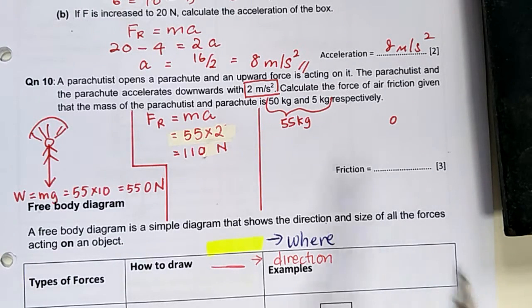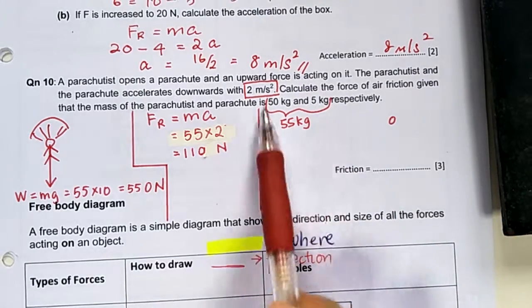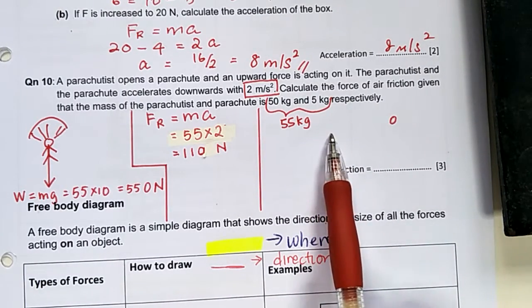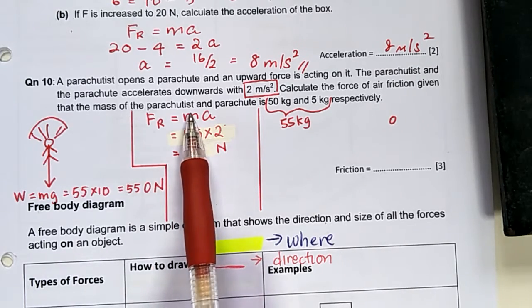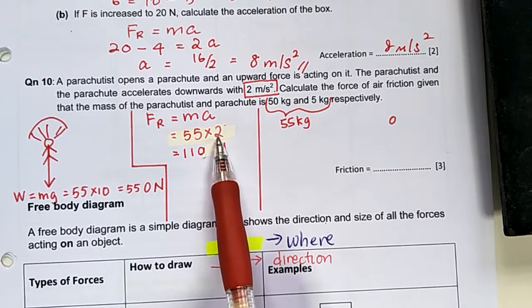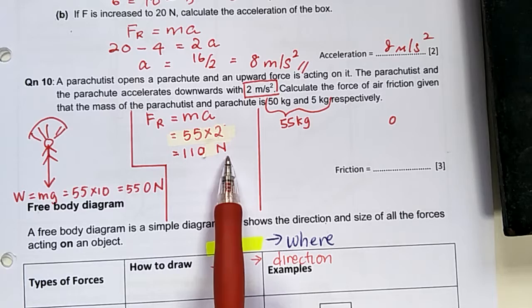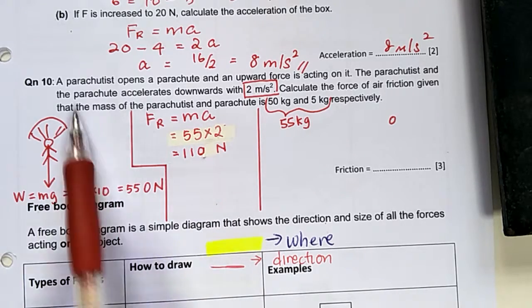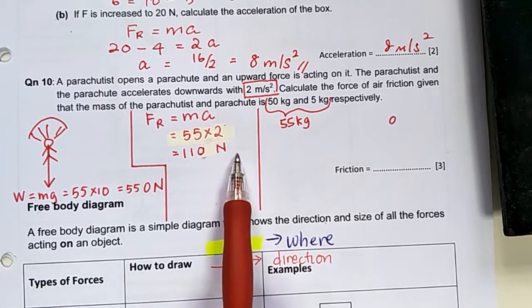In this question, we're given the acceleration of the parachute, and we also know the combined mass. So what we should do is to calculate the resultant force first. Since we know the mass combined is 55, acceleration is 2, so therefore the resultant force is 110 newtons. So we know that the parachutist and the parachute together experience a resultant force of 110 newtons.